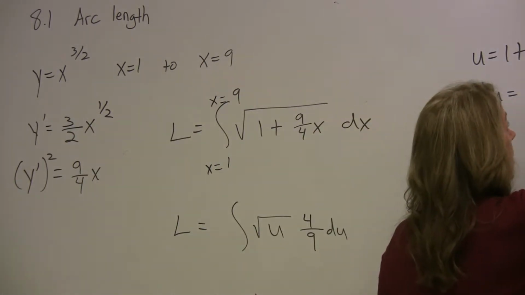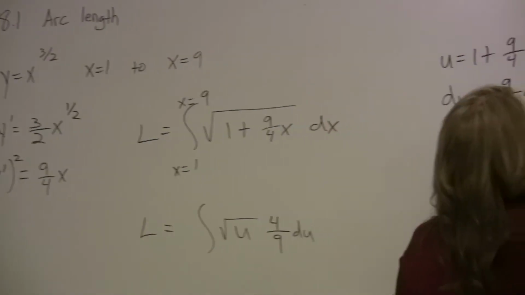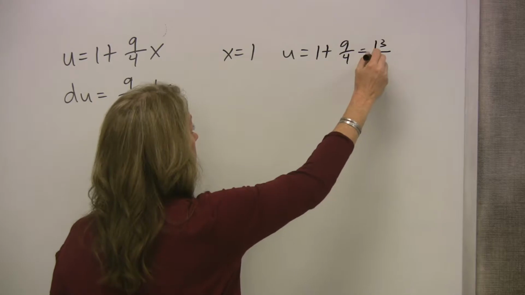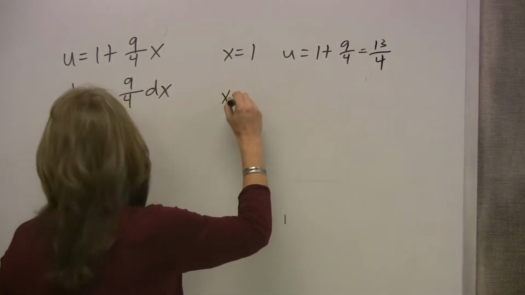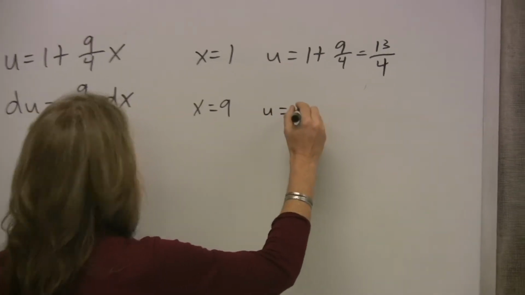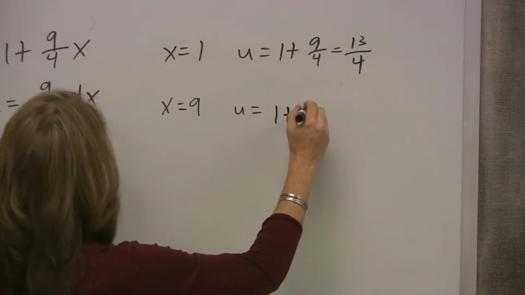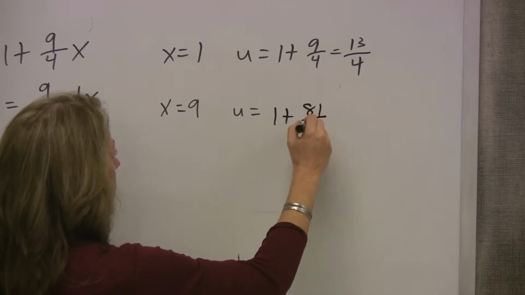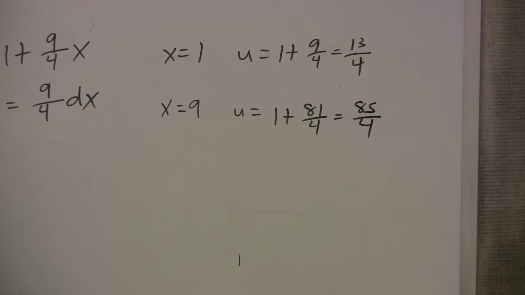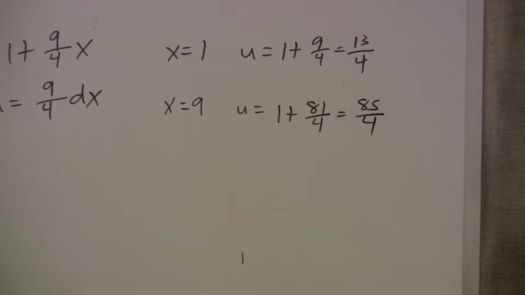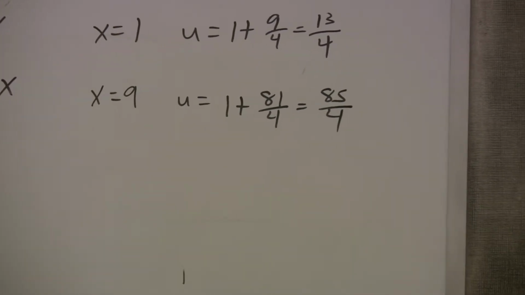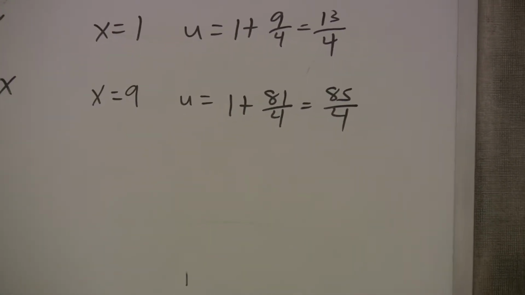If x equals 1, u equals 1 plus 9/4, or 13/4. And if x equals 9, u equals 1 plus 81/4, 85/4. Just converting my values here so we can finish this problem. 13/4 and 85/4.